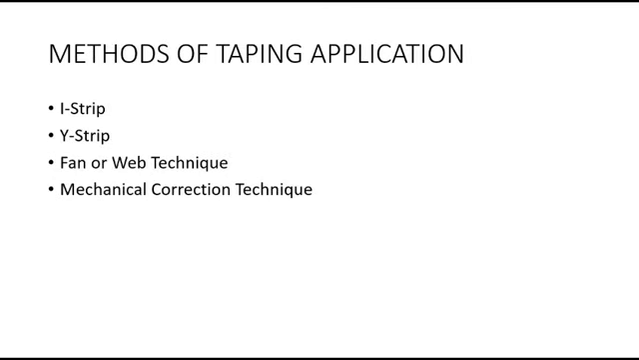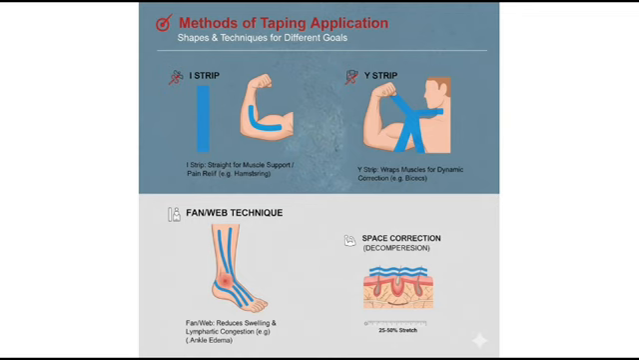Next, methods of application. Taping is applied using several standard methods. First one is I strip, a straight strip used for muscle facilitation, inhibition, and pain relief. Y strip is used to surround muscle bellies for dynamic correction techniques. Fan or web technique is for swelling and lymphatic congestion conditions. Mechanical correction techniques, where rigid tapes are used to reposition joints, such as in ankle stabilization. Then space correction or decompression technique, where elastic tape with moderate stretch lifts the area, thus reducing the pressure and improving the blood flow.